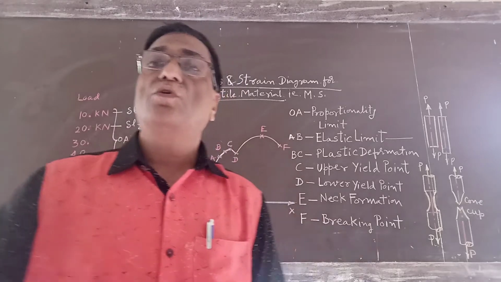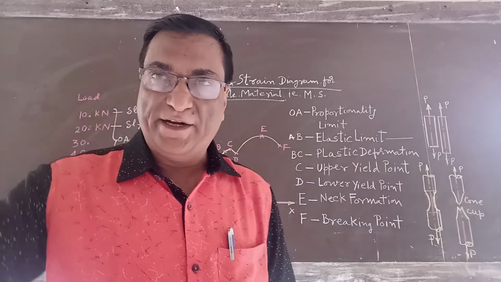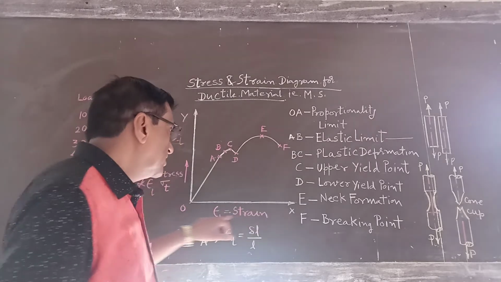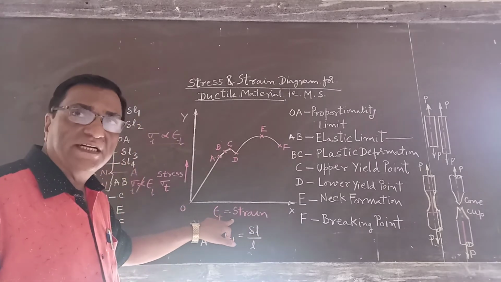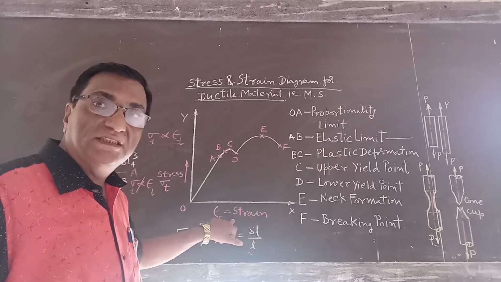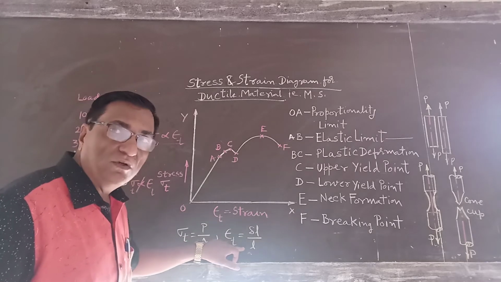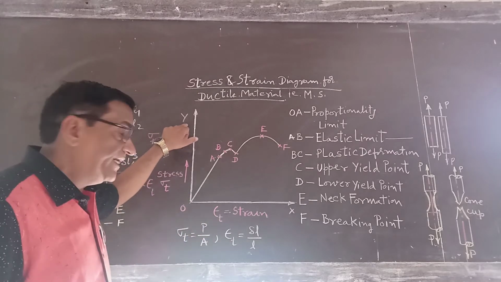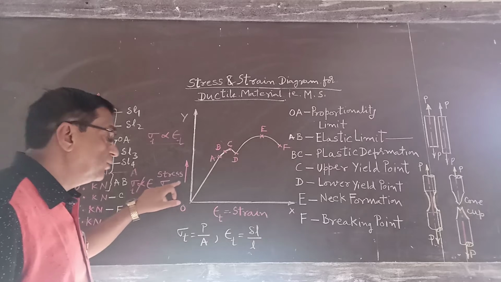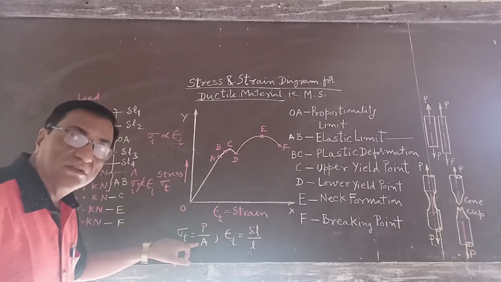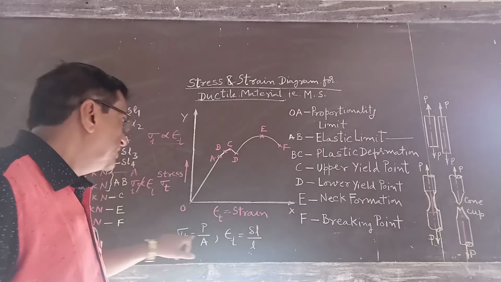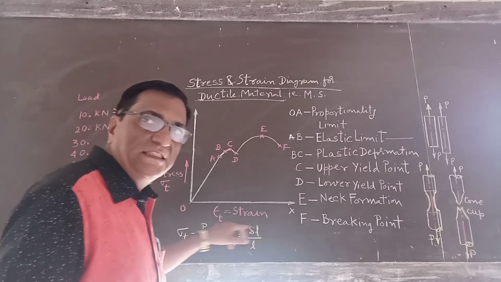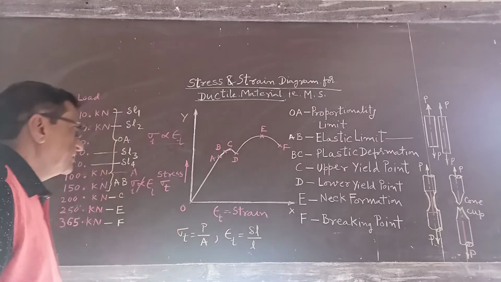Now, how to draw the stress strain diagram? On the x-axis, we plot the strain. We have already defined in the previous lecture what strain is, that is change in length upon original length. And on the y-axis, stress is plotted. Stress is defined as the load upon resisting area. So stress is plotted on the y-axis and strain on the x-axis.